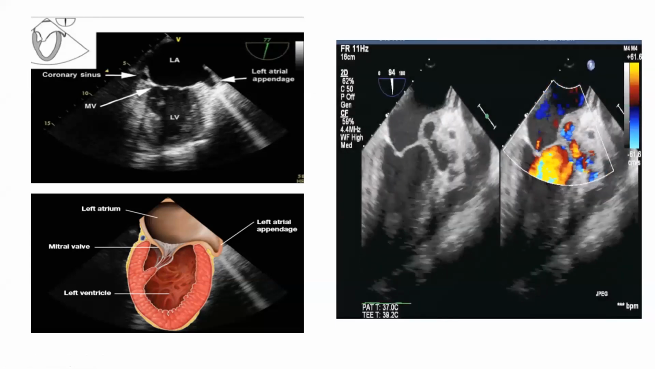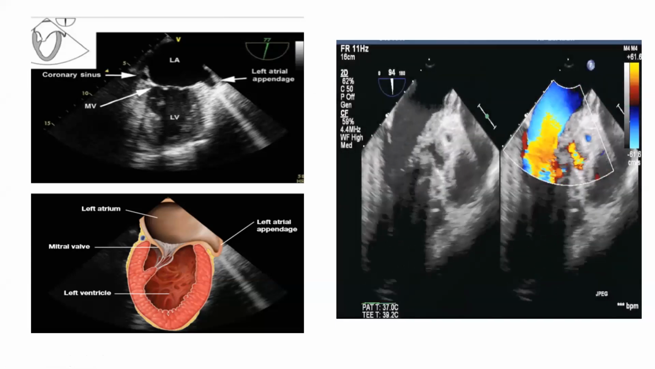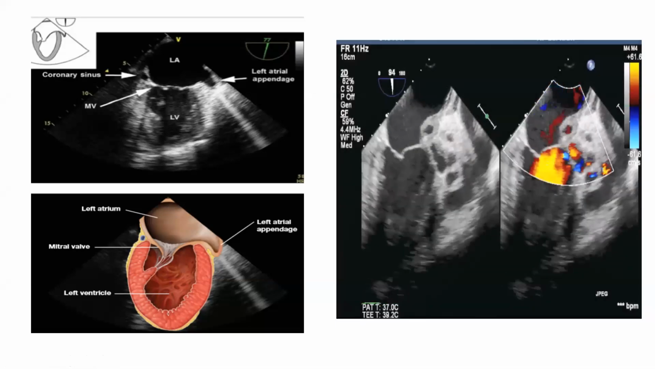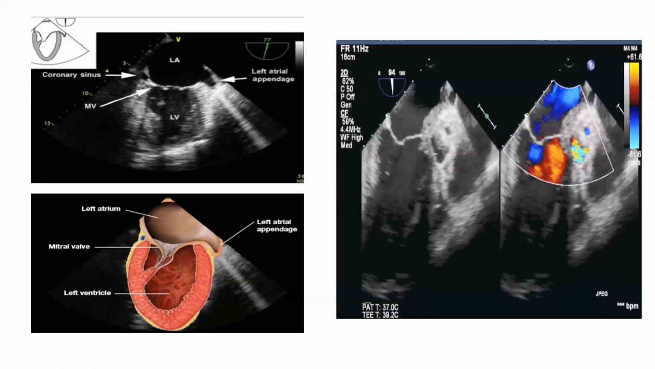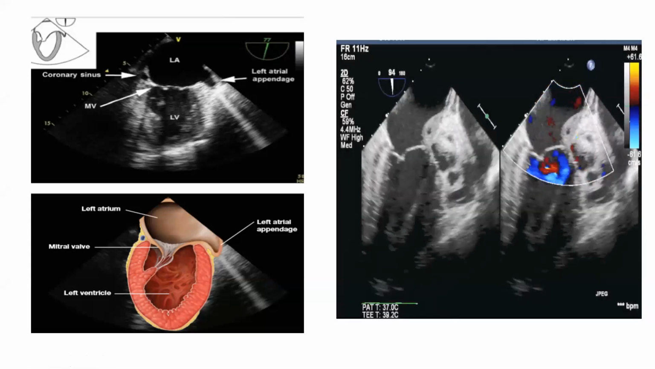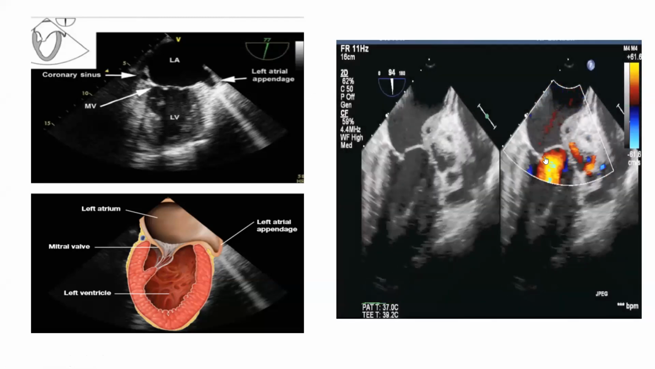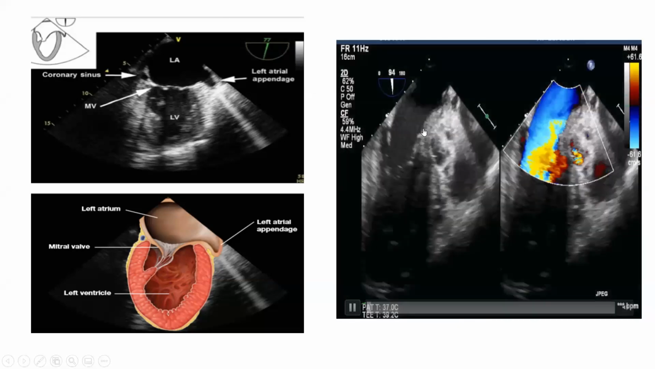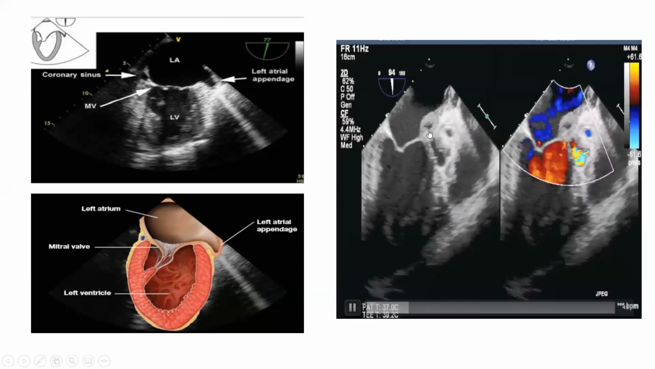LA thrombus. Oh, LA appendix thrombus. Because you did it like a device. It seems like a device, a Watchman device. There is a hole here.